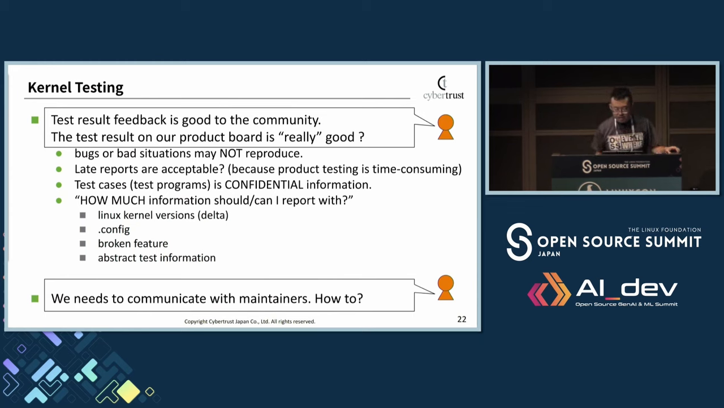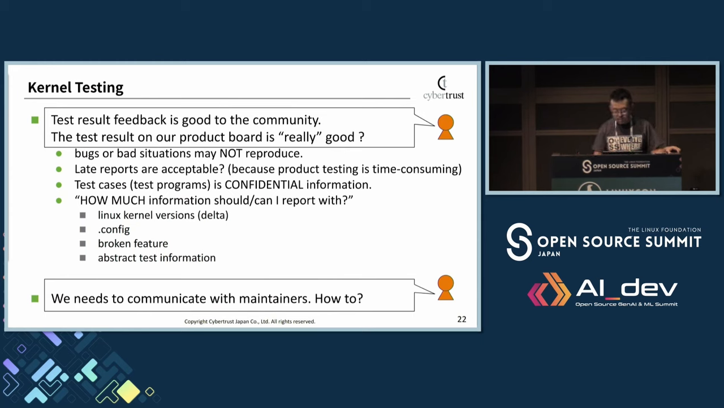He said there are many cases where a bug may not be reproducible, and it's a product department, so the latest report is hard to make acceptable to the community because the product testing is time wasting. And the test cases and the test program are confidential information he can't open. And how much information should or can we report? Around here, it's okay or not.